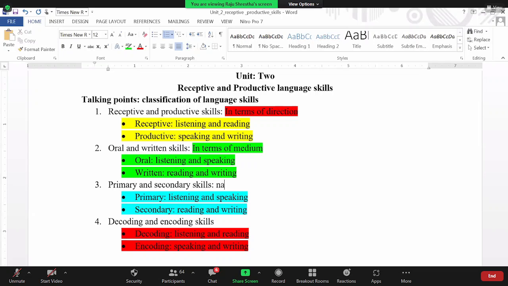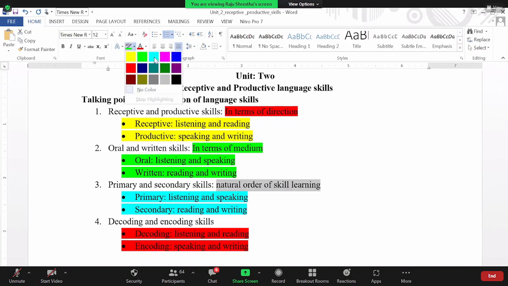So this primary and secondary, what is this in terms of? This is natural order of skill learning. In our first unit, we discussed the natural approach, which claims that there are some naturalistic learning principles: when students get the chance to listen, they get the chance to receive exposure to the target language in listening, speaking, reading and writing. They learn in a natural way.